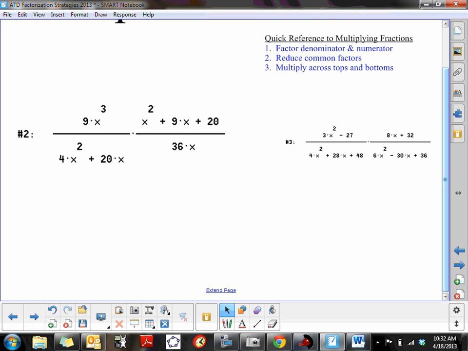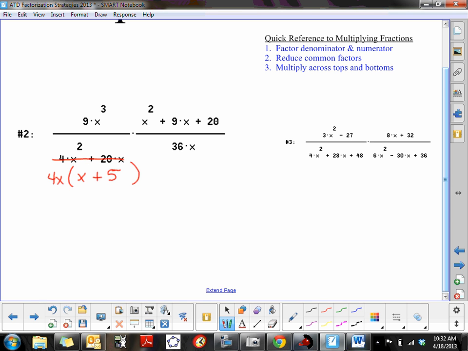4x squared plus 20x. What's in here? A 4 and an x for a monomial factor. So our first factorization strategy is to factor out monomials. If you pull out a 4x, what is left out of the 4x squared plus 20x? Just an x plus a 5. Completely factored, we're going to use that as our factorization.